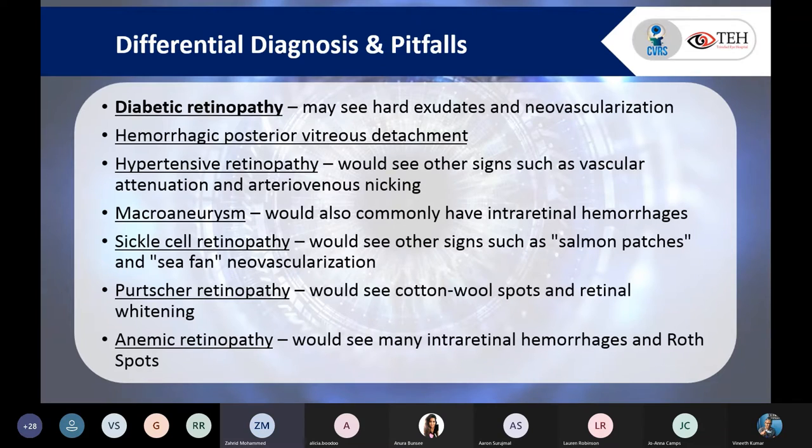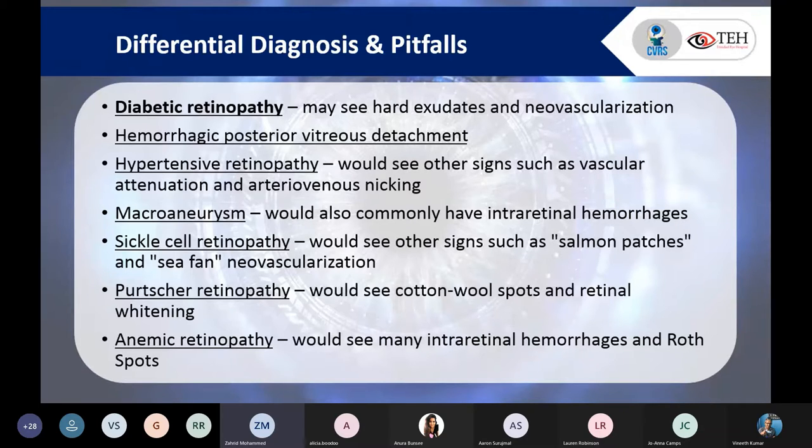Some differentials we would have considered for this patient. If you are diabetic, we would have thought of diabetic retinopathy, but we would have seen hard exudates and neovascularization present as well. Could have also thought of a hemorrhagic posterior vitreous detachment or even hypertensive retinopathy, but in that case, we would have seen other signs such as attenuation of the vessels or AV nicking. Macroaneurysms would have also been possible, but they would have commonly had intraretinal hemorrhages.